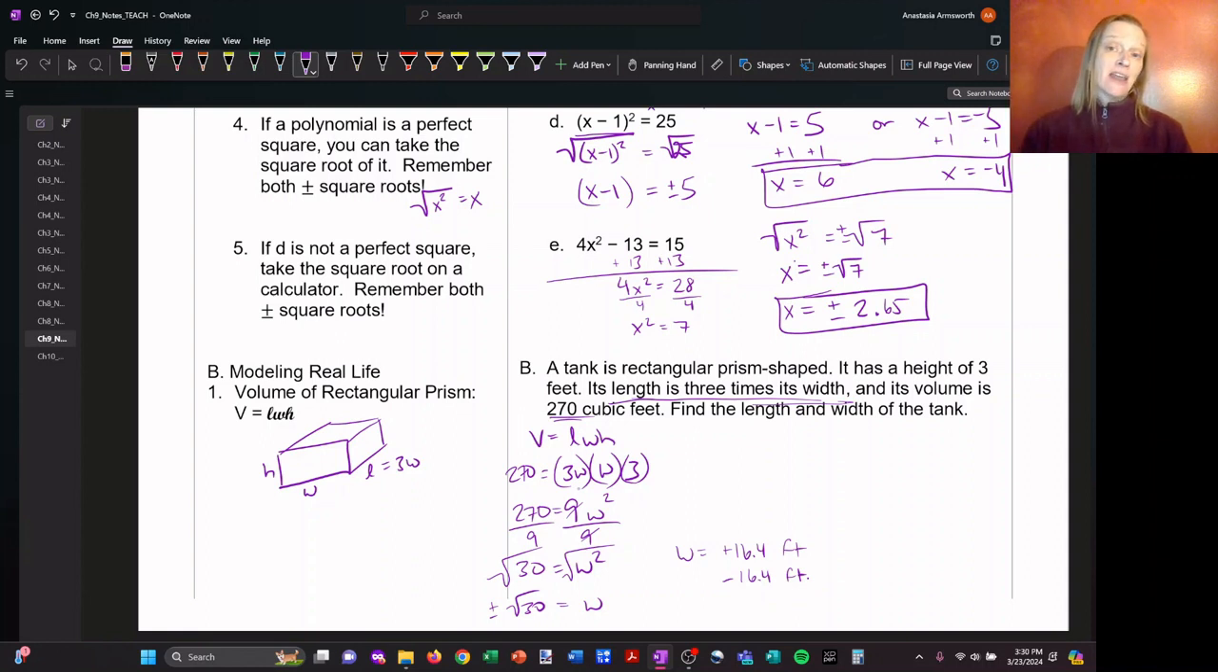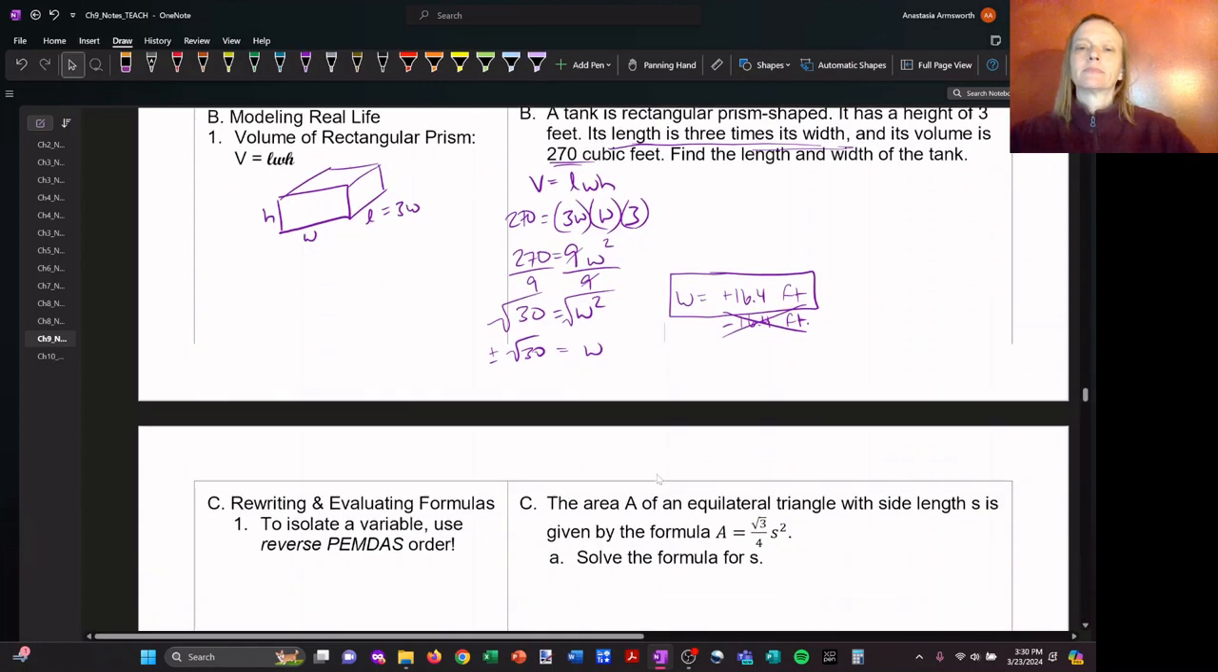Now, although mathematically both of these solutions are true, they both work out, in the context of this real world problem, one of these solutions doesn't make sense. You can't have a negative width in a box. You can only have positive measurements. And so the only answer that makes sense for this particular story problem is positive 16.4 feet.